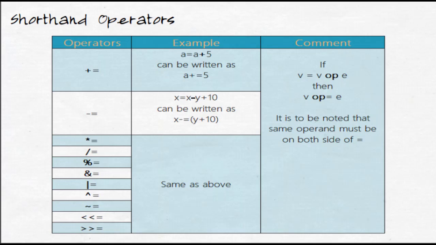Let's take another example. x = x - (y + 10). It can be written as x -= y + 10. Here, -= is a shorthand operator. It must be noted that the same operand must be on both sides of the equals operator.